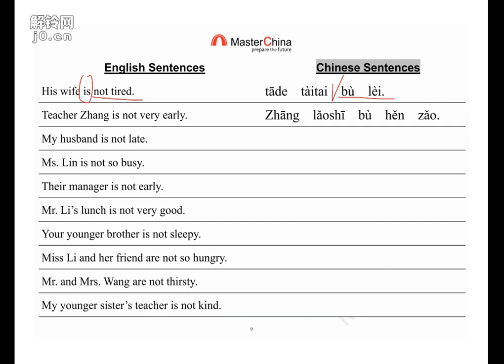Next one, Teacher Zhang is not very early. So if in the English sentence we say not so early, not very early, we can put the 很 here. So not very early, just a little bit earlier than me, right? So it's 张老师不很早. So I put the 不 before the part we want to deny, not very early. That's the 不's position.